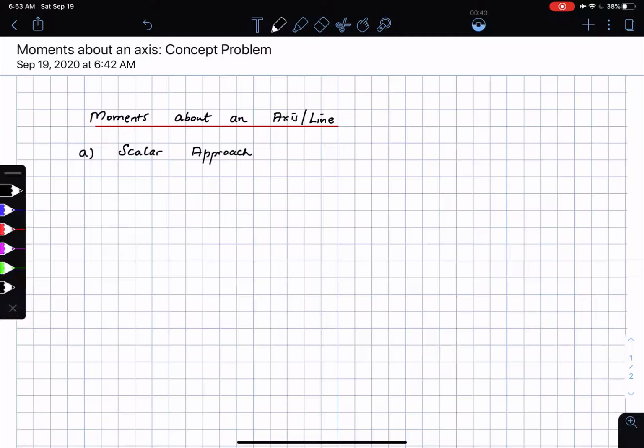And like we have done for typical moments about a point, in the scalar approach, this idea is the same. You have to find a perpendicular distance and then use the right hand rule. Okay, so let me consider some kind of a general problem here. I'm going to draw that up in a minute.